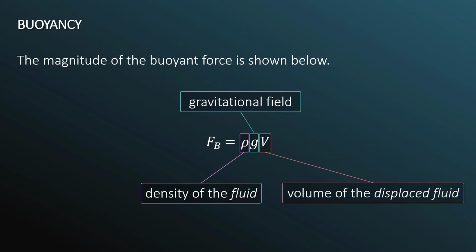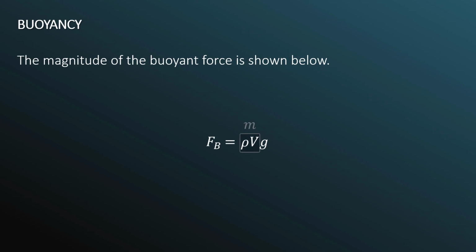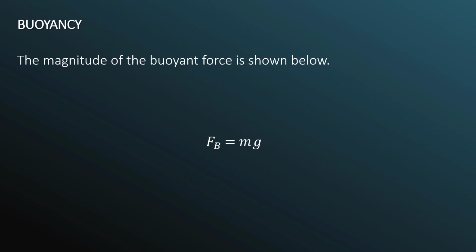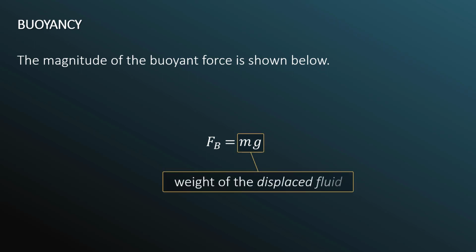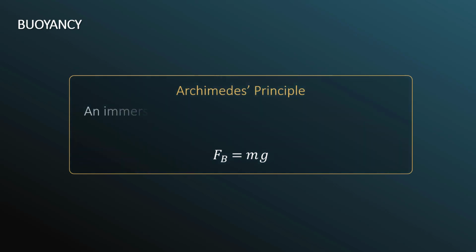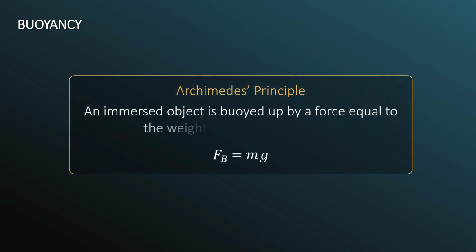What happens if I rearrange this equation now? Well, rho times V, that's just mass. So this would be the mass of the displaced fluid. So we can say that the buoyant force equals the weight of the amount of fluid that had to move out of the way. So it's the weight of the displaced fluid. This is actually Archimedes' principle. An immersed object is buoyed up by a force equal to the weight of the displaced fluid.